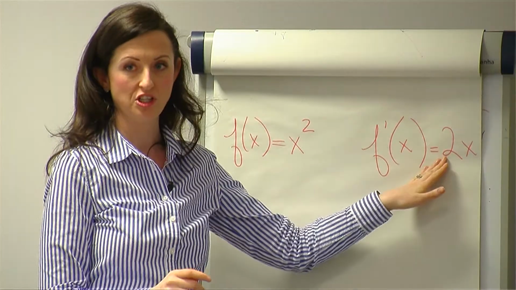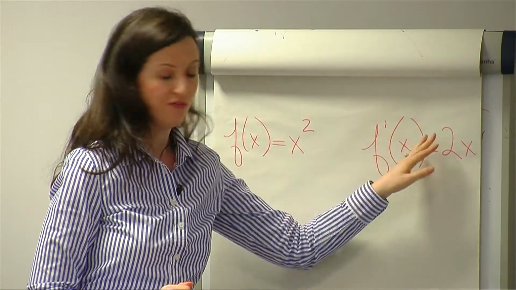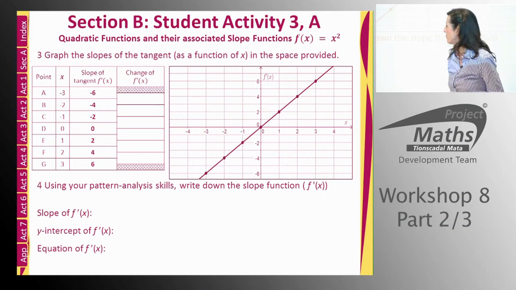Okay. And again, I think this is really where you can see that this is a function, because my slope function is 2x. So let's have a look. Let's go back.